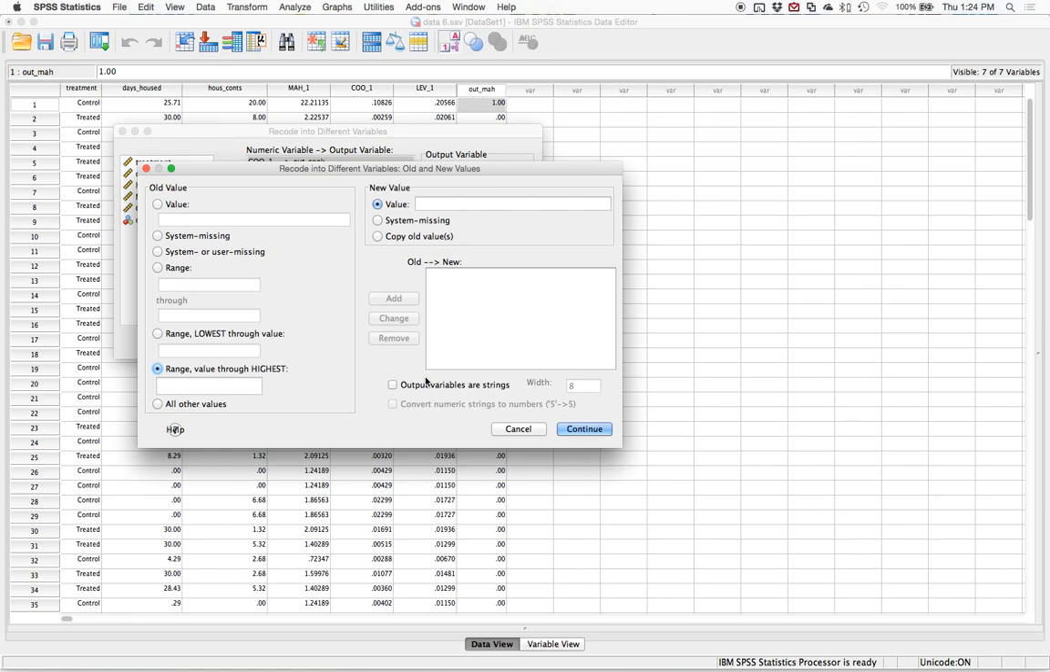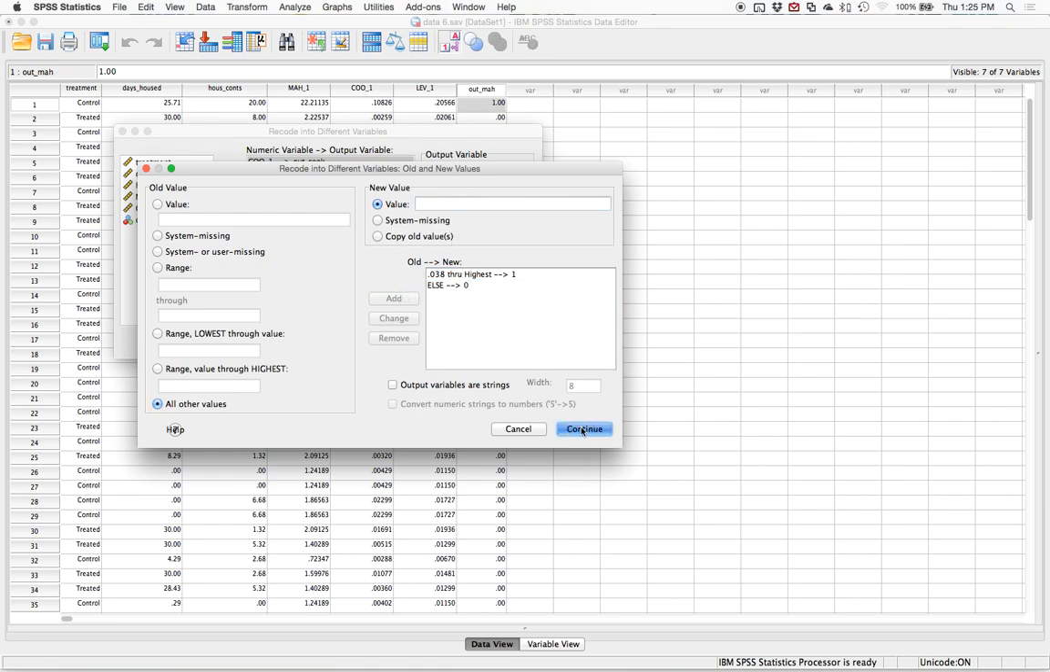Okay, so the formula for Cook's is 4 divided by n minus k minus 1. Remembering that n is the number of participants, k is the number of predictors. So we're going to have 4 divided by, I have 109 people, minus k, which is 2, minus 1. Okay, so that's 4 over 106, which is 0.038. I'm going to make everybody at that score and higher a 1, hit add, and then everybody else, so all other values, a 0, and hit add.